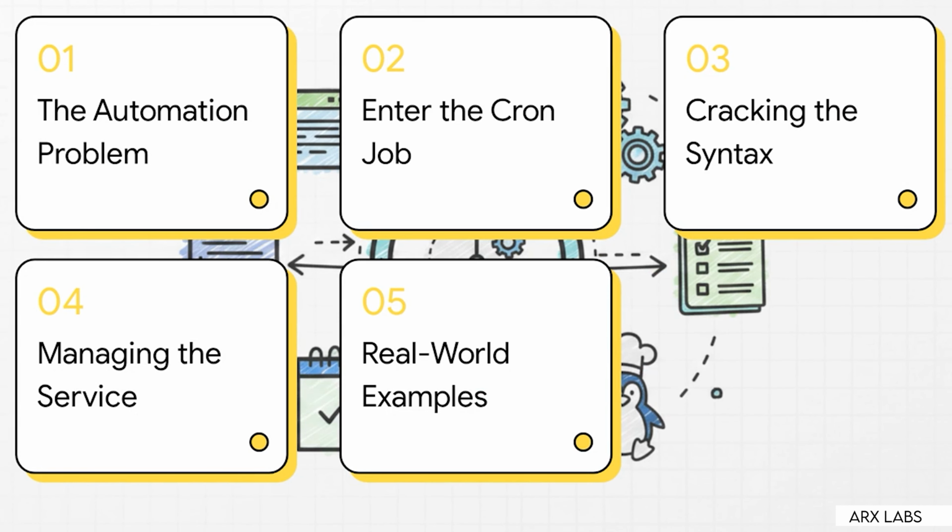To fix this, we're going to break this explainer down into 5 super manageable sections. First, the DevOps automation problem. Second, enter the cron job. Third, cracking the cron syntax. Fourth, managing the cron service. And finally, some real-world cron examples.